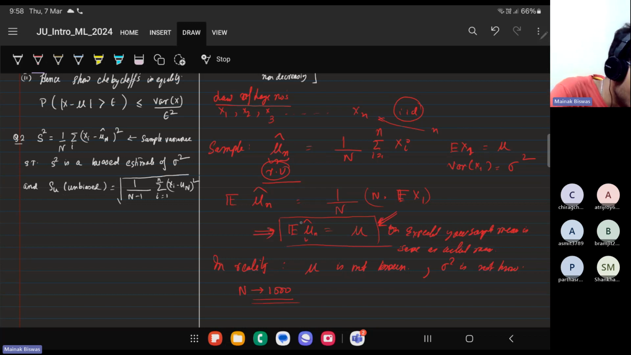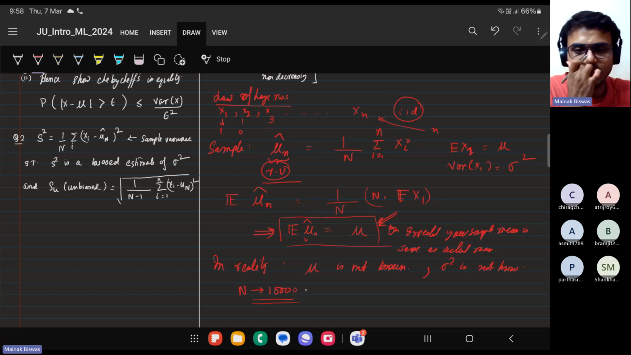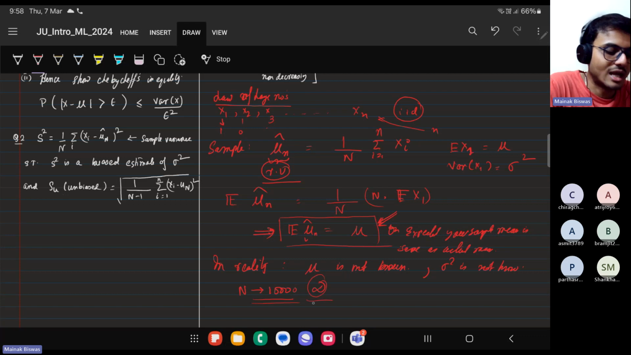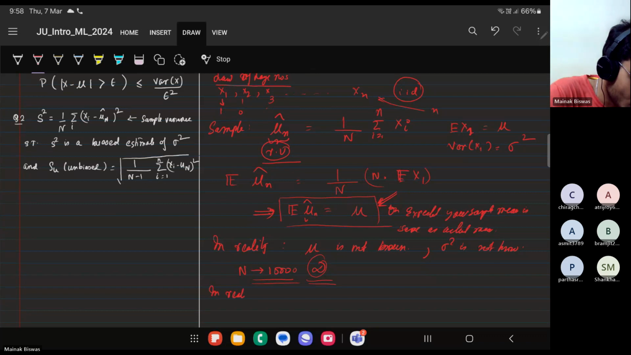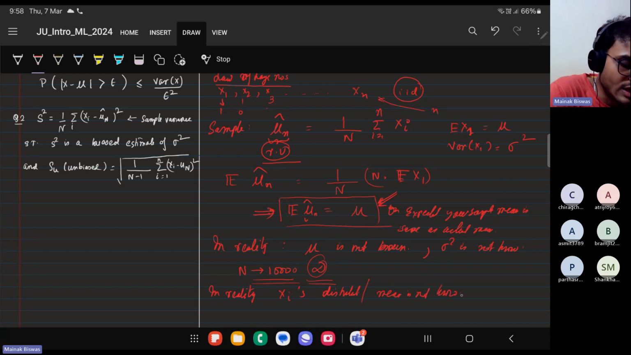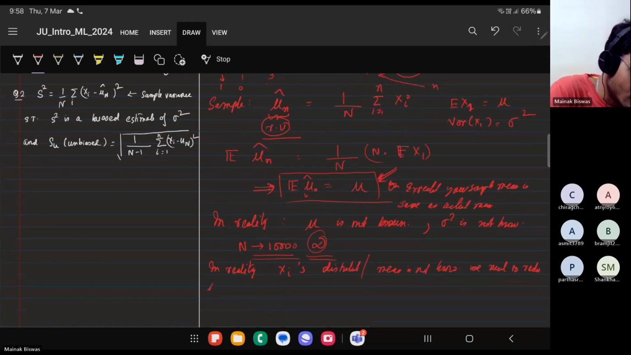So I only know the values of this random variable. Sometimes it can be 1, sometimes it can be 0, and so on. Say 1000, 1 lakh, 10 to the power 5 times. Ideally, I should be able to do it an infinite number of times to calculate it. So in reality, the distribution of X is not known. Even the mean is not known. We need to redo the experiment to conclude. So let's quickly do the rest of it.